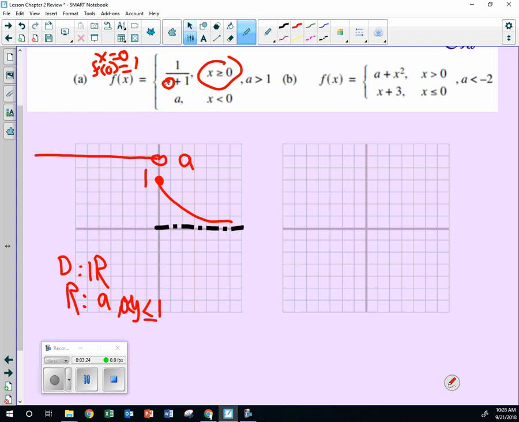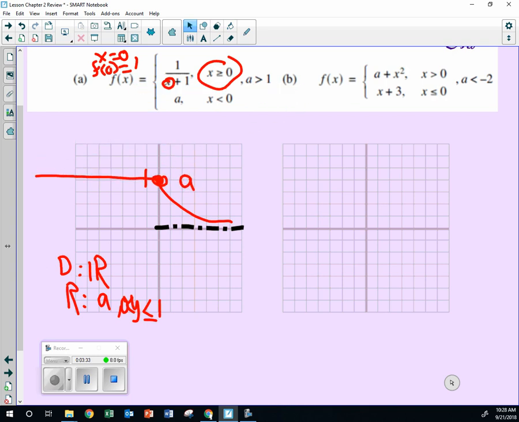This one? Yeah, can be anywhere. Can be anywhere you want. Let's see where it says a is greater than 1. It has to be above that. You guys are doing great.